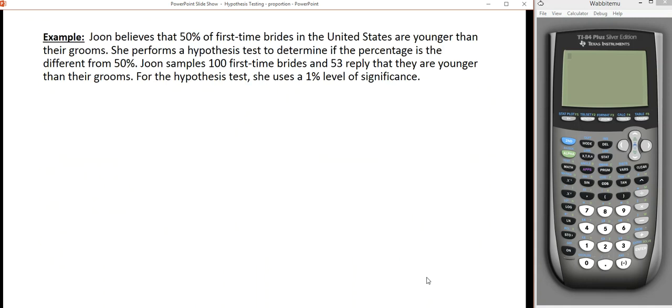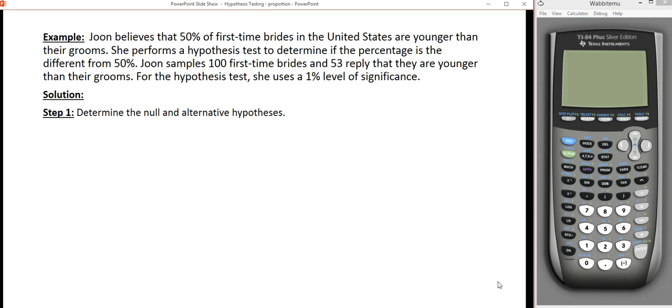Okay, so let's look at an example. June believes that 50% of first-time brides in the United States are younger than their grooms. She performs a hypothesis test to determine if the percentage is different from 50%. June samples 100 first-time brides, and 53 reply that they are younger than their grooms. For the hypothesis test, she uses a 1% level of significance. Okay, so let's go through the steps.